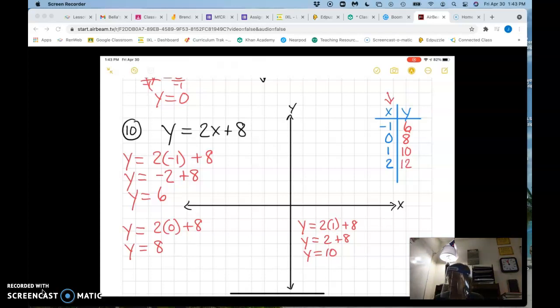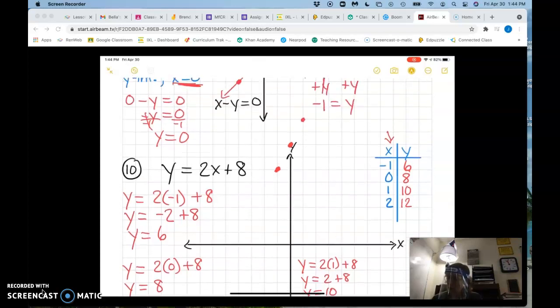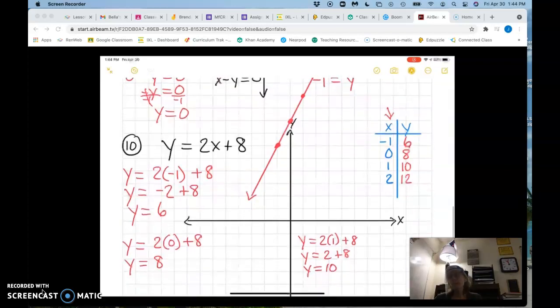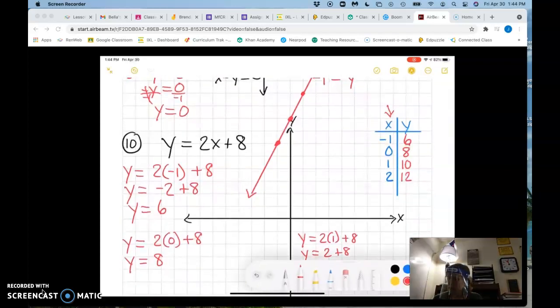So let's go ahead and graph this line. So I'm going to do -1 and 6, which is up here. Then I have 0 and 8. Oh my goodness, this graph is going to go off the charts. I still graphed it. Then I have 1 and 10. And then I have 2 and 12. Can I count it by 2s instead? Like 2, 4, 6, 8, 10, 12. Because I'm not going to have enough. Yeah. All right, and so there's our line, y equals 2x plus 8.